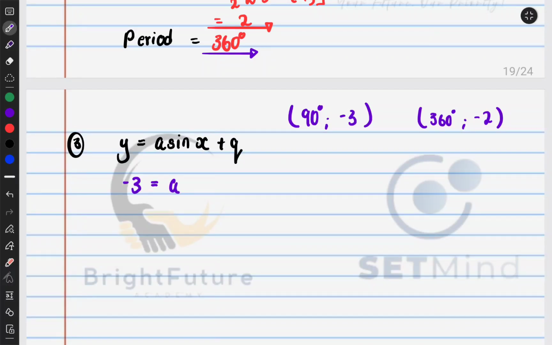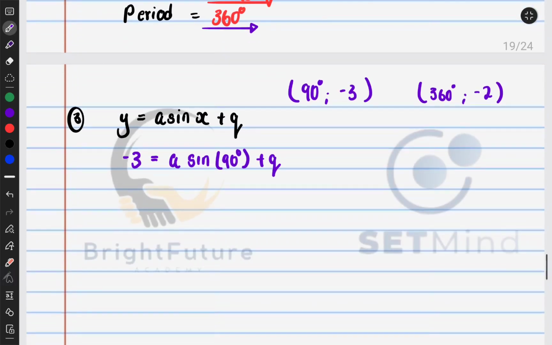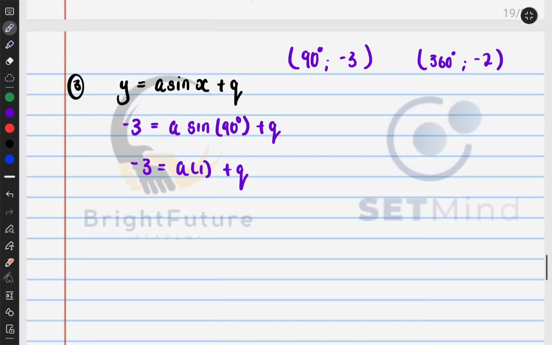-3 is equal to a sine 90 degrees plus q. What is sine 90 degrees? It is 1. So we're going to have -3 is equal to a into 1 plus q. Let's make q the subject. Therefore, q is equal to -3 minus a. That is our equation 1.